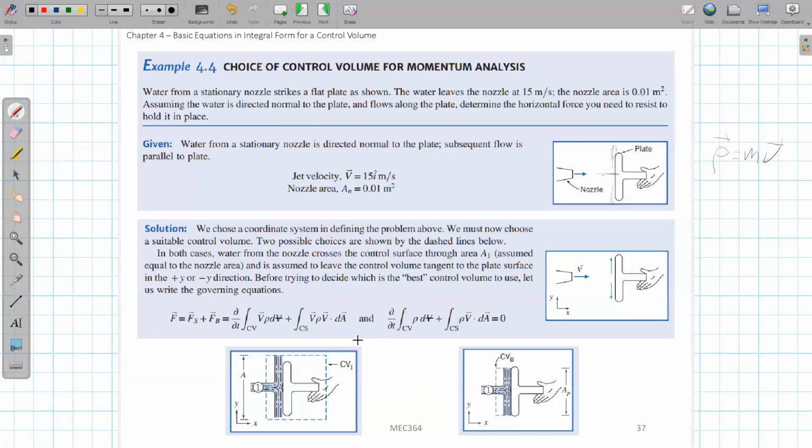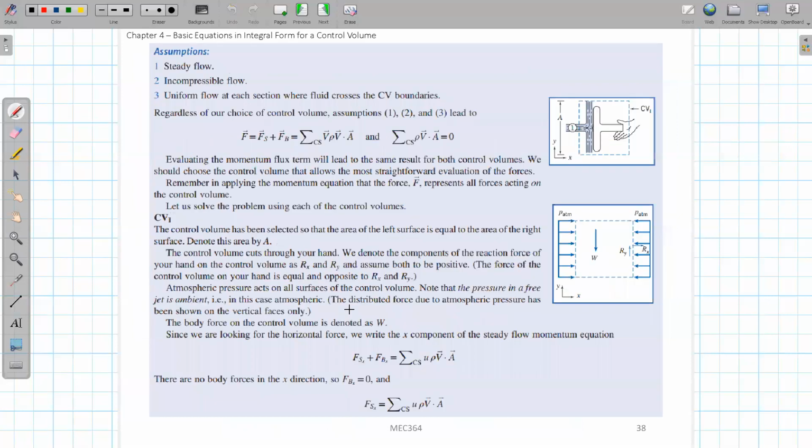Okay, and the equation we are going to use is both the conservation of momentum, so this is the conservation of momentum equation we had before, and also the conservation of mass. So we are going to use both conservation of momentum and conservation of mass. And let's first look at the first control volume, CV1, that we defined here.